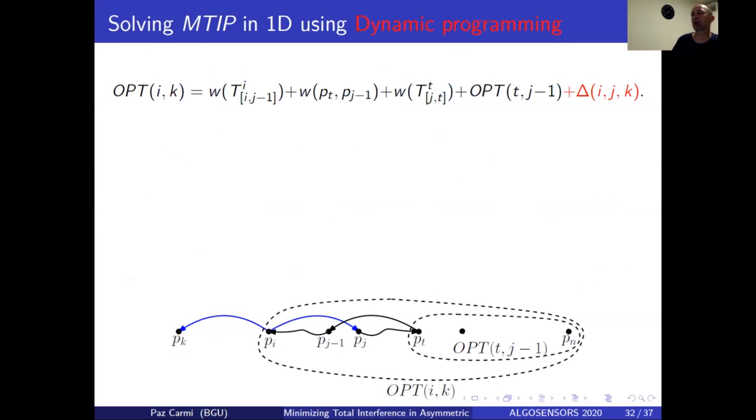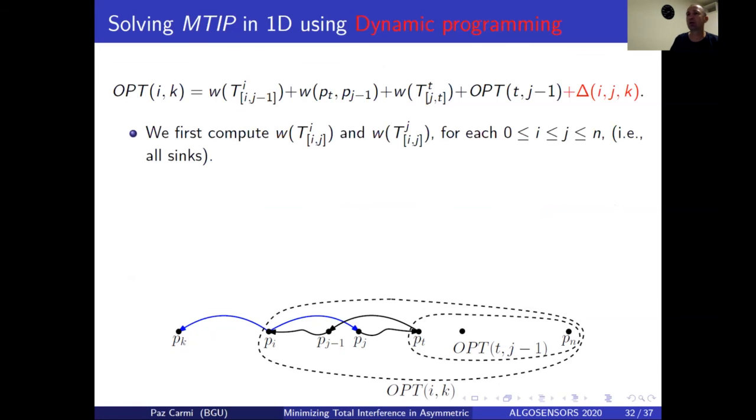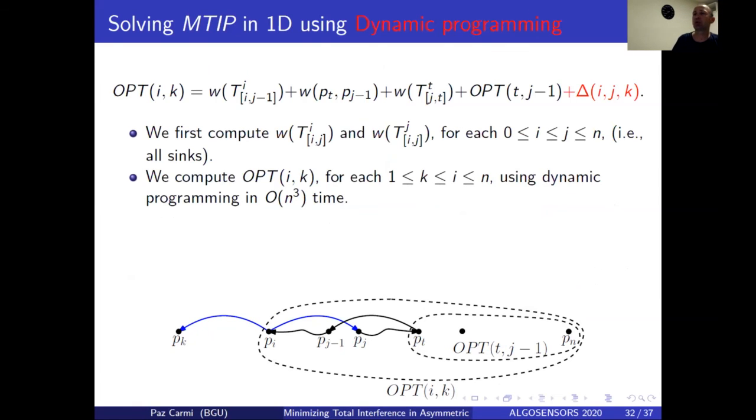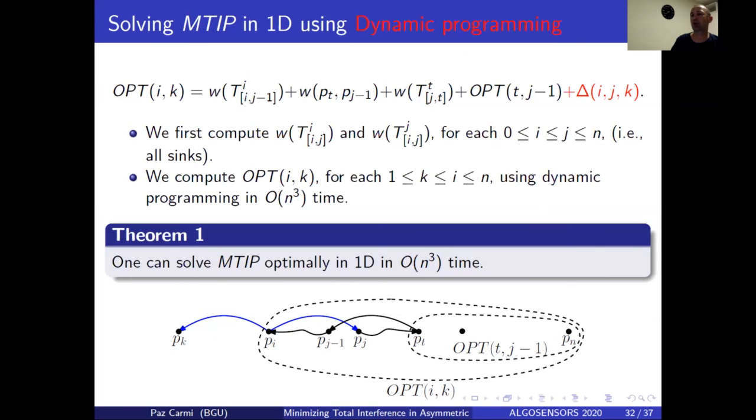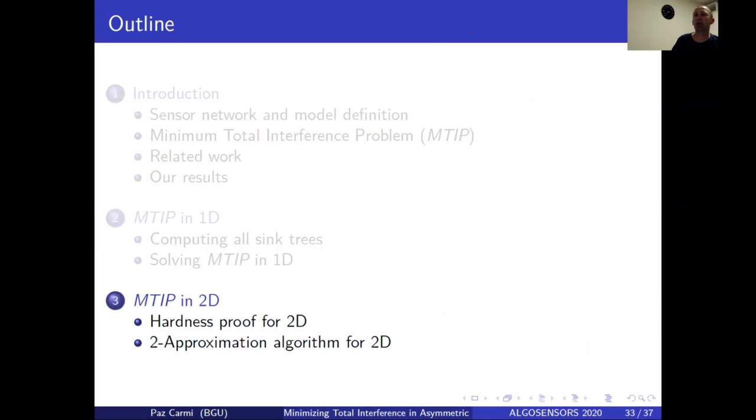So now we can use dynamic programming to solve this one, because we already computed all the trees and all the sub-optimal parts, which concludes that we can compute the MTIP in 1D in n to the power 3 using dynamic programming. So that's the first theorem.